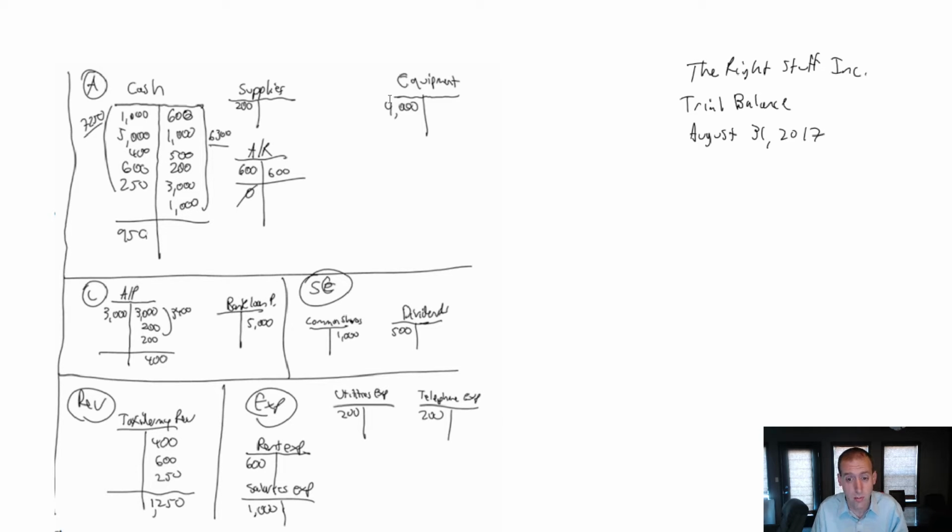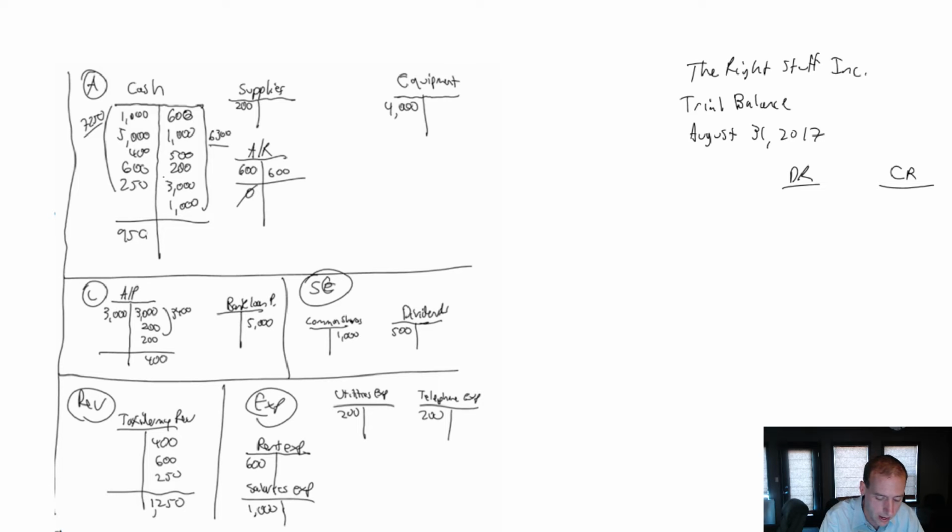So we list them assets first, and within those assets, the most current asset comes first. Same with liabilities. The most current liabilities come first. Then our longer term liabilities. So let's go for it. There's the title, name of the company, trial balance, and then the date. We put two headings here, one for debits and one for credits, and then we just start listing accounts.